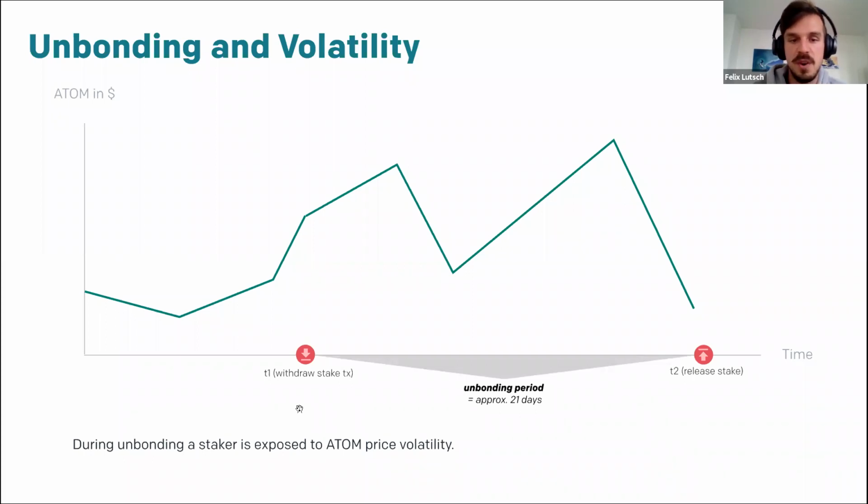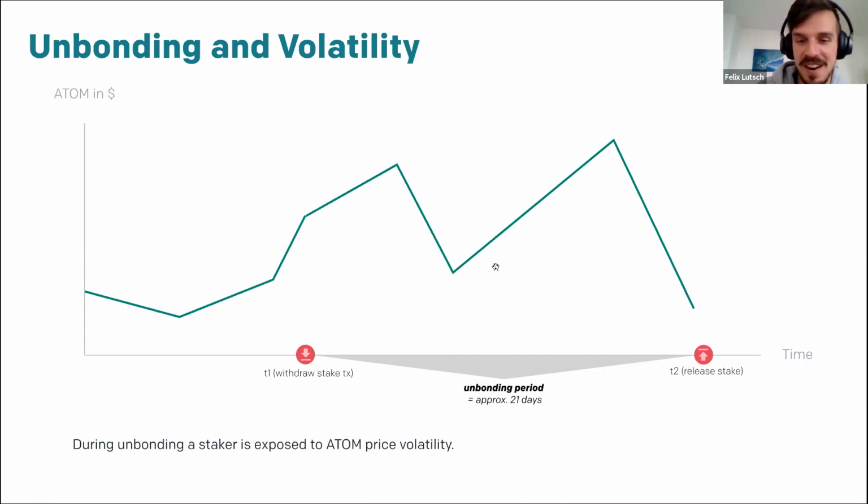You would want to have cash for whatever you were staking and be able to sell it. Maybe there is some bull run. Let's say here there was some price increase in Atom, and at this point I decided to withdraw. Ideally, I wanted to withdraw here because maybe I want to sell it, right? So the problem now is there's this unbonding period of 21 days where I'm exposed to this volatility.